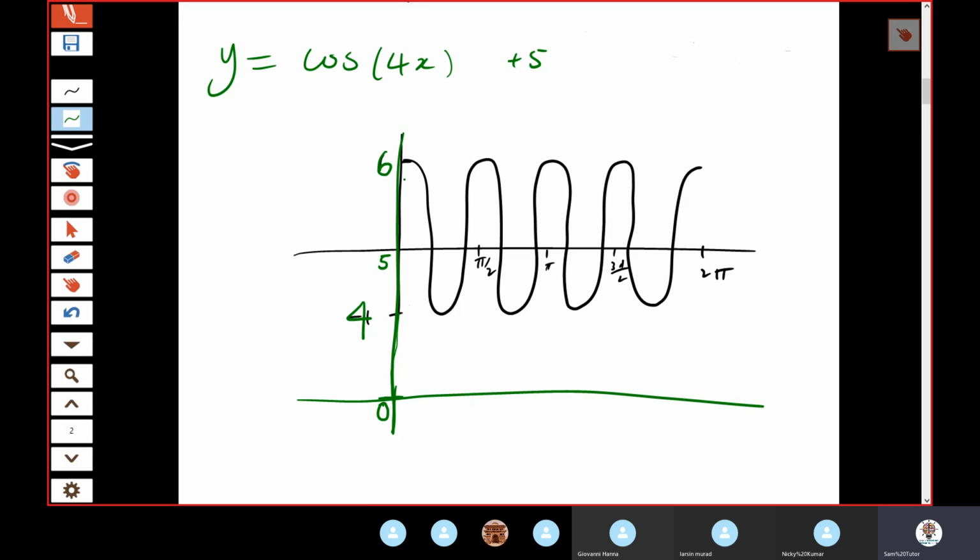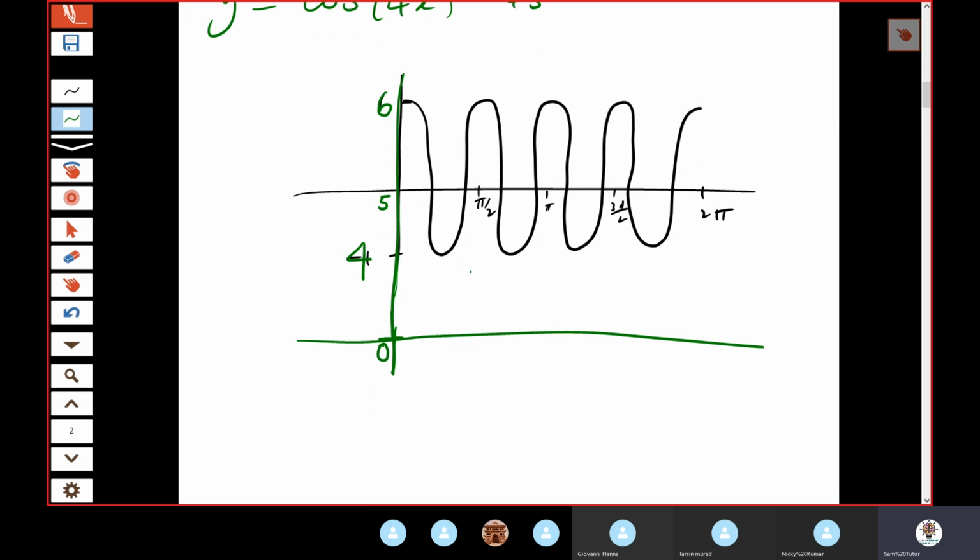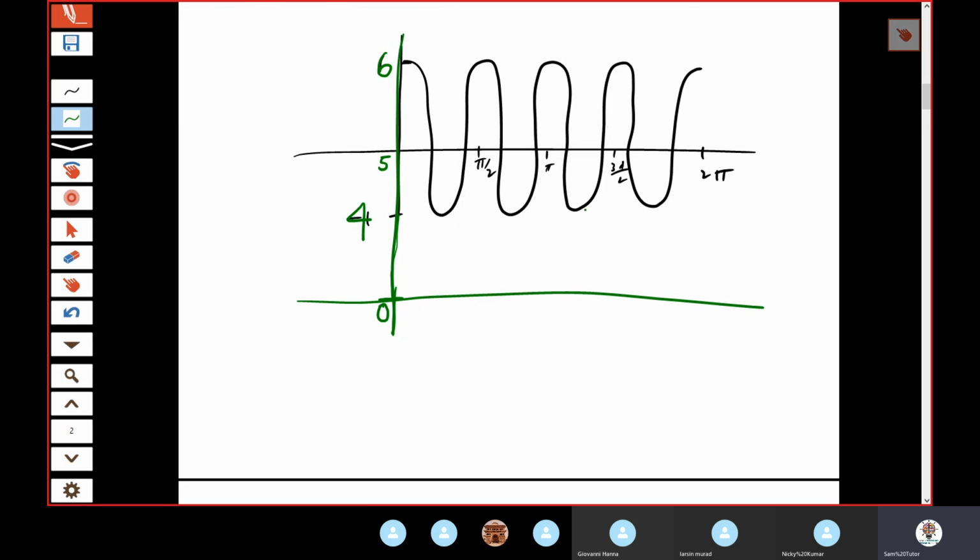But yeah, it has to be the same as moving the whole graph. It's just instead of moving the whole graph, I'm avoiding that by moving the axis instead. Let's do another one.